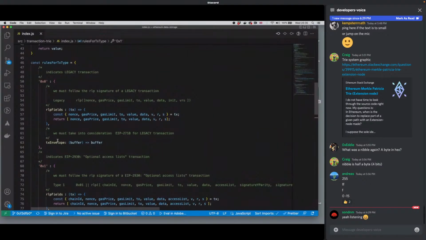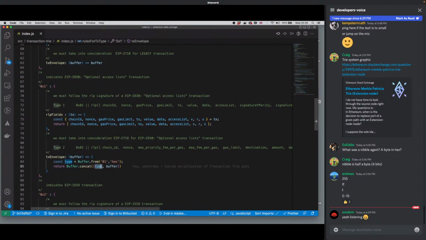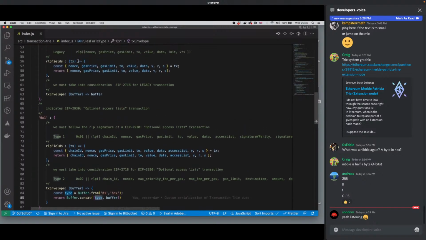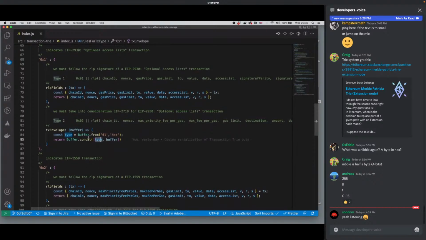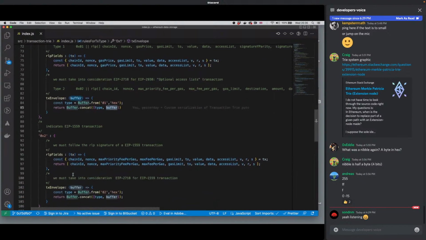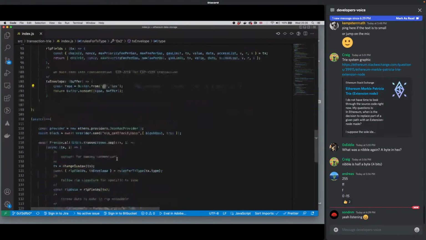and that EIP 2930 does what's called the transaction envelope, which is basically that it sticks that byte value. In the case of a legacy transaction, it does nothing. In the case of an access list transaction, it adds the byte 1 in front of the RLP encoded information, and in an EIP 1559 transaction, it adds a 2 in front of the information.